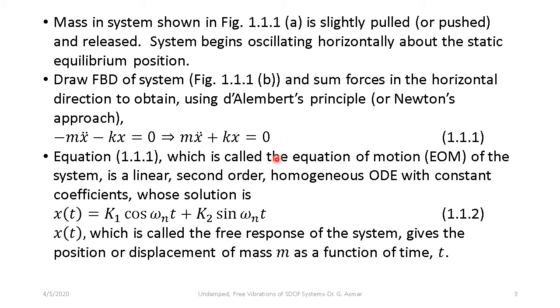This equation is called the equation of motion of the system, the EOM of the system. It is a linear, second-order, homogeneous, ordinary differential equation with constant coefficients, whose solution, this can be looked up in any textbook on ordinary differential equations, is x of t equals k1 cosine omega n t plus k2 sine omega n t. x of t is called the free response of the system, and it gives the position or displacement of mass m as a function of time, t.